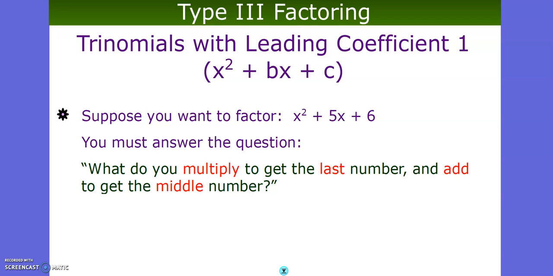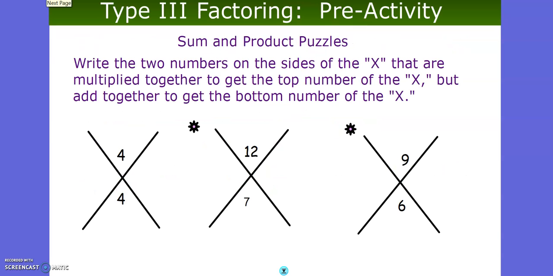In order to do that, we have to ask ourselves the question, what two numbers can I multiply to get the last number in my trinomial, but add to get the middle number in my trinomial? In order to do that, we can practice the idea of coming up with the numbers that multiply but also add.